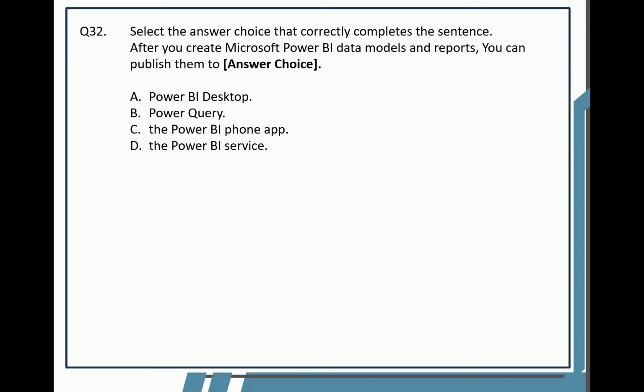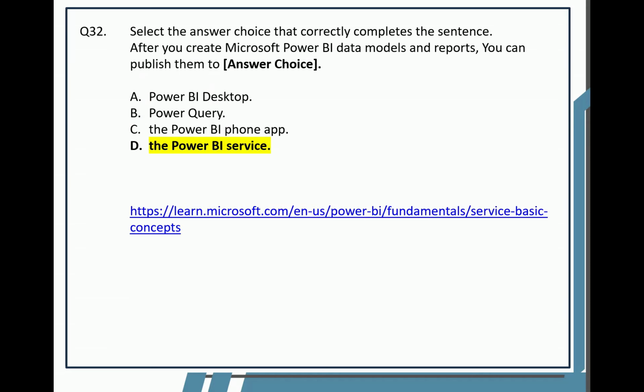Okay, next question is a fill in the blanks one, and you are asked to identify where Power BI data models and reports can be published after they are created. Folks, Power BI service is the right choice here. Power BI Desktop is used to create data models and reports. Power Query is used for data transformation, and Power BI phone app is used to view reports. Folks, use the link on your screen to familiarize yourself with basics of Power BI service.